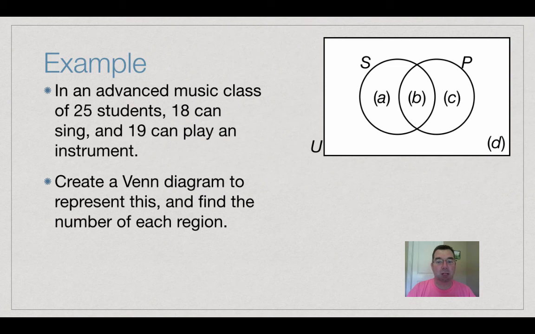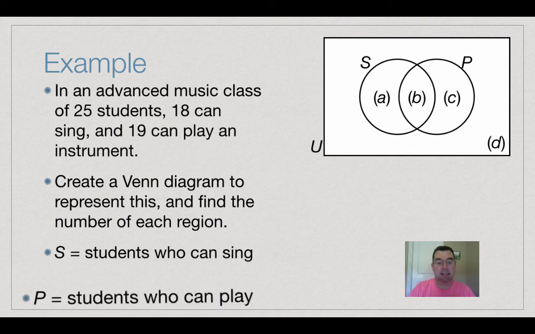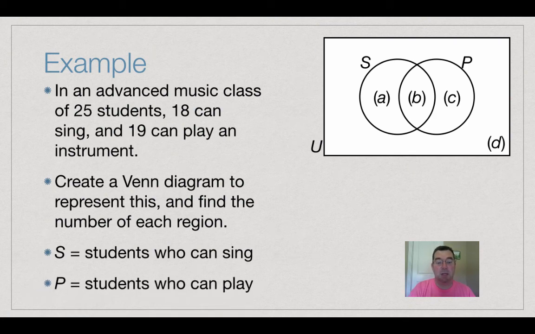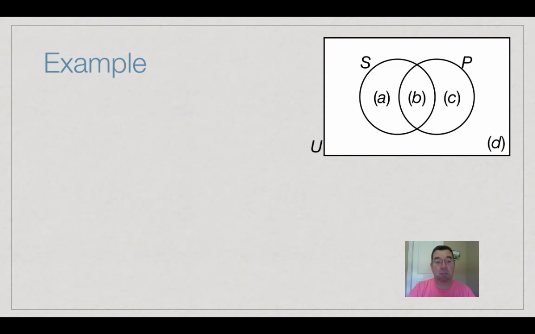I have the universal set U, and then I've got S, the set of students that can sing, and P, the set of students that can play an instrument. And so I've labeled each possible region with a different letter, and we're going to use the information to figure out what number replaces each of those letters. S is the set of students that can sing, P is the set of students that can play, and there may be some overlap between those two sets.